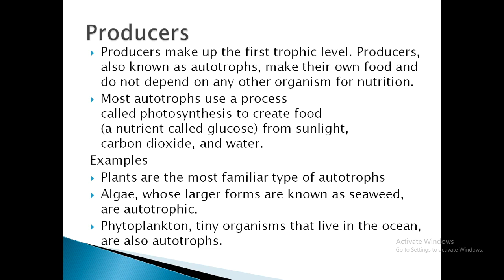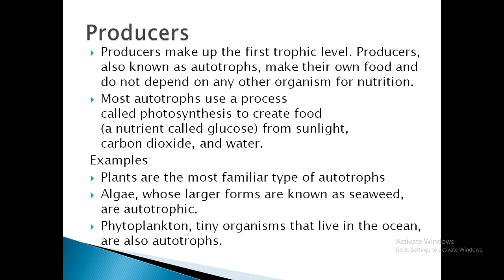Producers make up the first trophic level. Producers, also known as autotrophs, make their own food and do not depend on any other organisms for nutrition. Most autotrophs use a process called photosynthesis to create food, a nutrient called glucose, from sunlight, carbon dioxide, and water. For example, plants, algae, and phytoplankton.